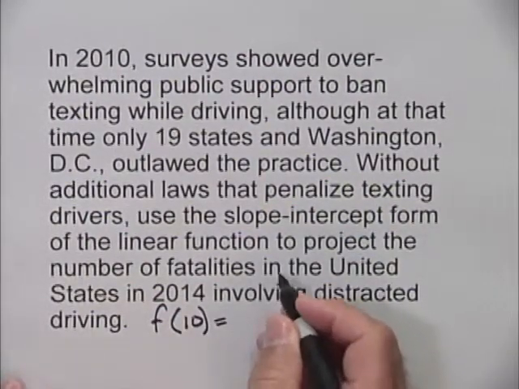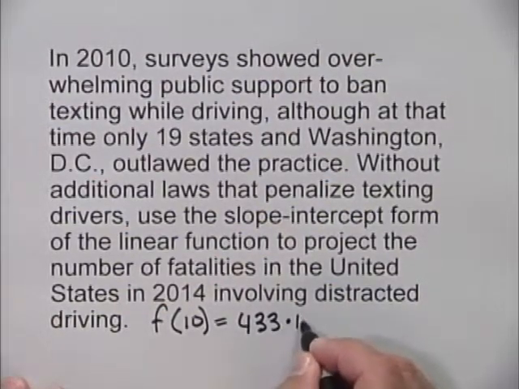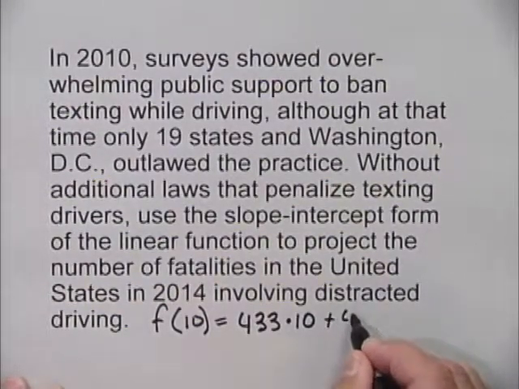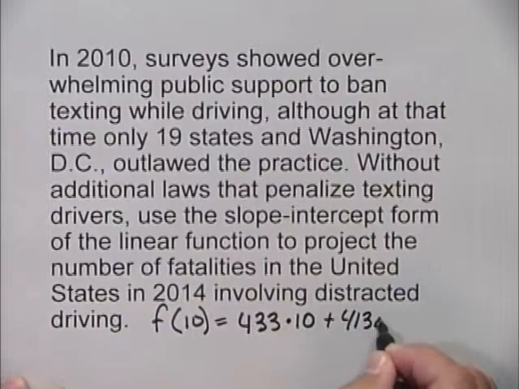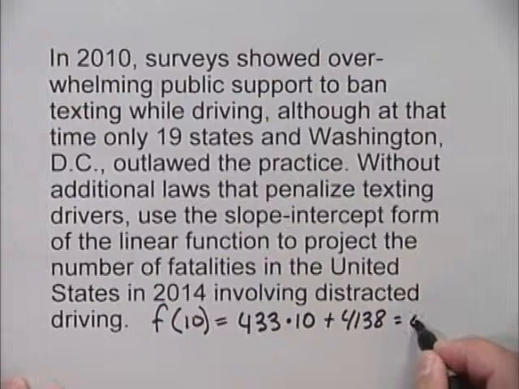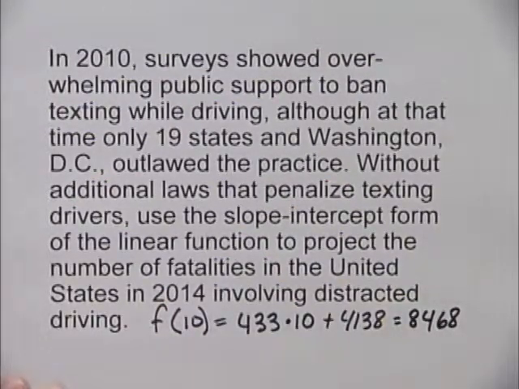f of 10 will be equal to 433 times x, so that's times 10, plus 4,138. When we evaluate that, the result is 8,468, and that tells us that the projected number of fatalities in the United States in 2014 involving distracted drivers would be 8,468.